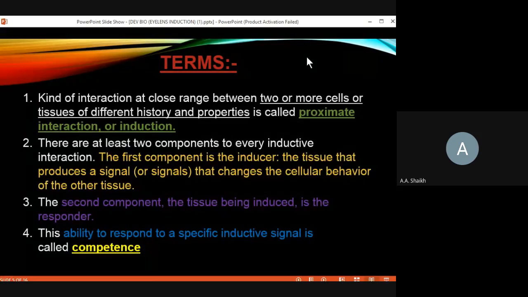Okay, so we have seen three terms. Again, I'll explain in short. The inducer is the cell which is producing or giving the signals. The responder is the cell which has the ability to receive those signals. So these two are components. The third one is competency, the ability to respond to specific signals, and non-competency is the inability to respond to specific signals. These three things are very important for your study of all these phenomena.